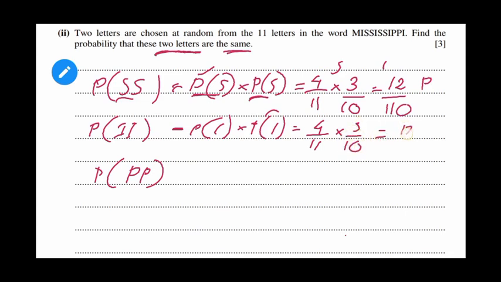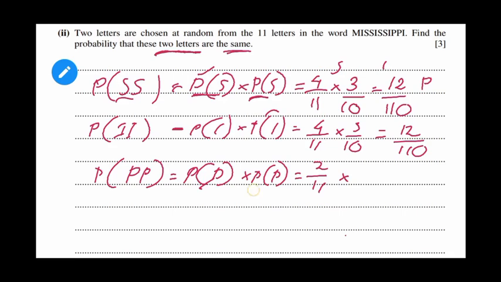So we get it as 12 divided by 110. Now, what if both are p's? So we get it as probability of p and probability of p, which is equal to probability of p. We have only 2 p's out of 11. So the first p has a probability of 2 over 11 times.